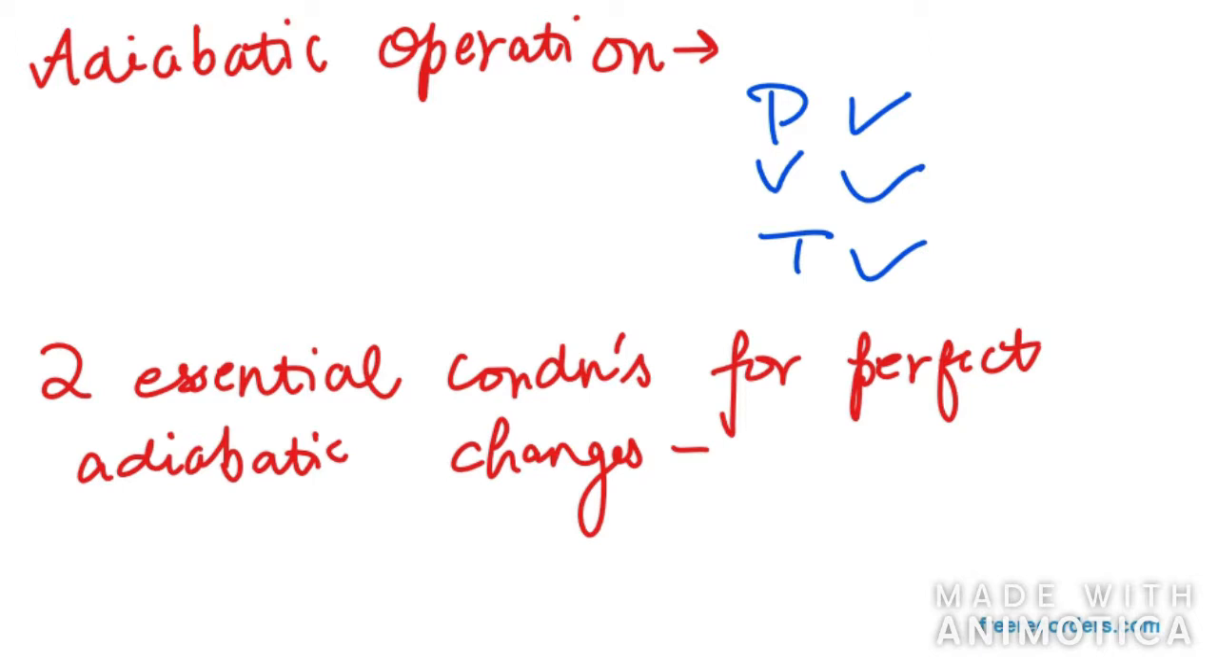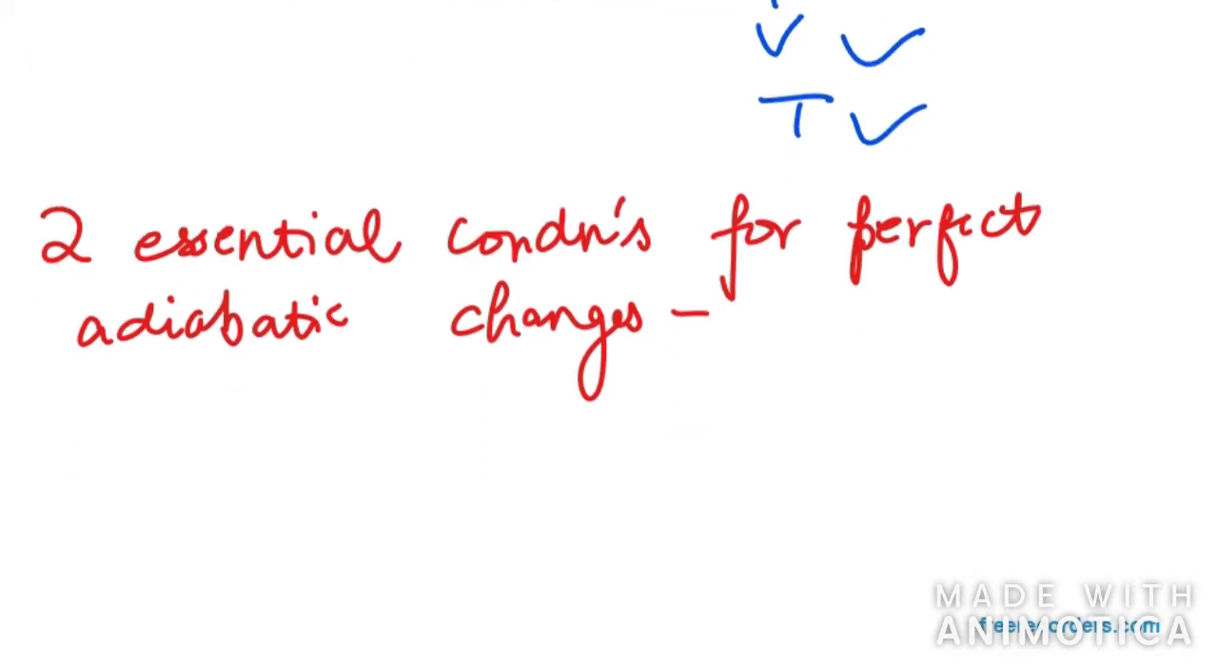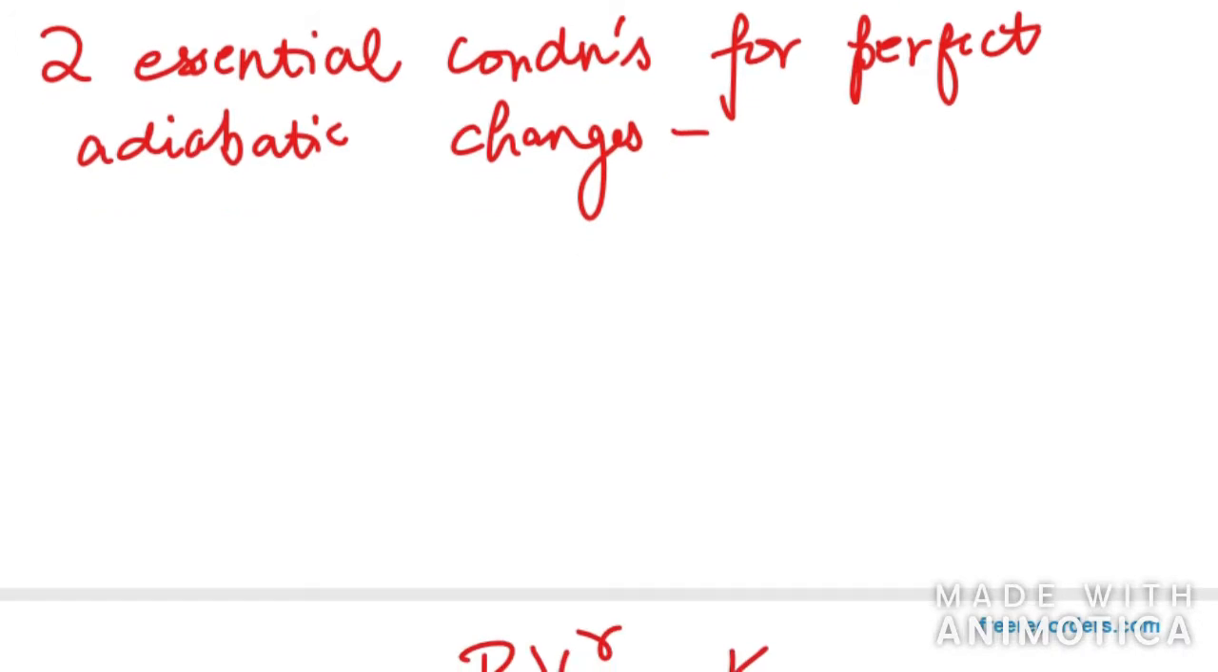Now the first difference between adiabatic and isothermal operation is that in this case all three are changing, and in the case of isothermal operation only pressure and volume change. Now let us consider the two essential conditions for a perfect adiabatic change. In this case the walls of the container must be perfectly non-conducting.